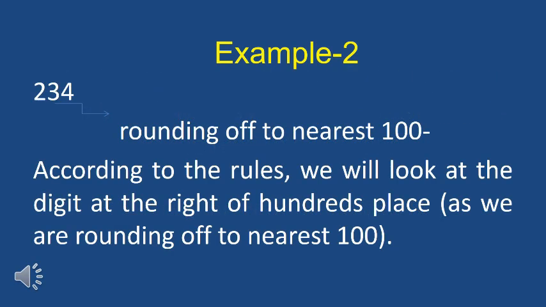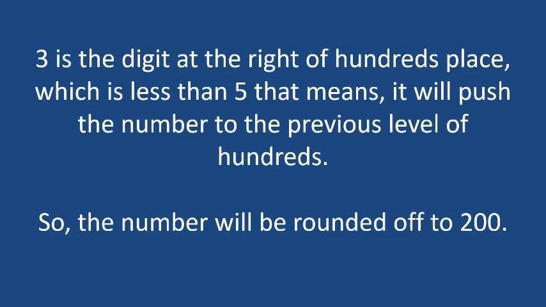Example number 2. Rounding off 234 to the nearest 100. According to the rules, we will look at the digit at the right of hundreds place because we are going to round off to the nearest 100. 3 is the digit at the right of hundreds place which is less than 5. That means it will push the number to the previous level of hundreds. So, 234 will be rounded off to 200.